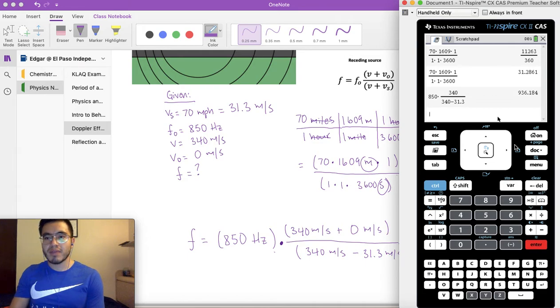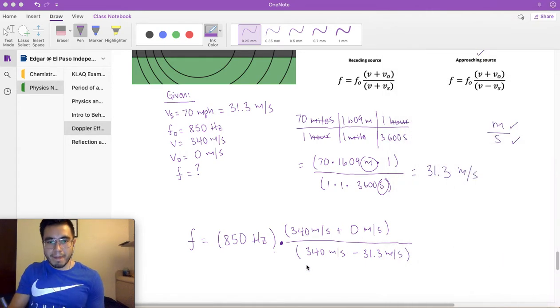Press enter. We have 936. That would be the frequency, 936. And it makes sense because we said the frequency had to be higher than 850. So 936 is higher than 850. Then we can write frequency is equal to 936 hertz.